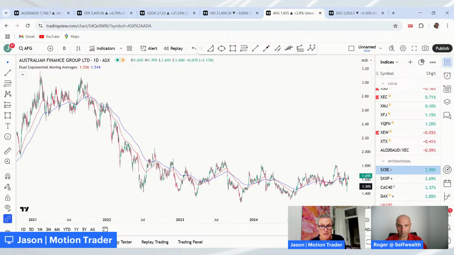Whichever goes first, I think that's where the momentum starts to move. So for now, I think this is a good one to continue watching. We just don't have a trend.